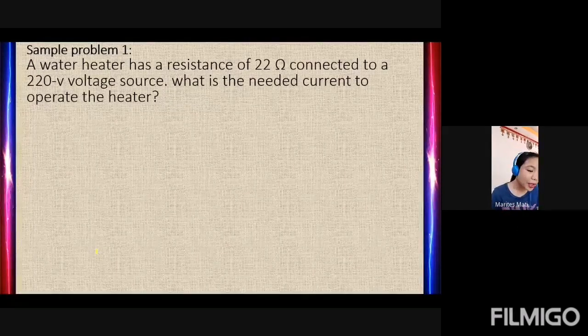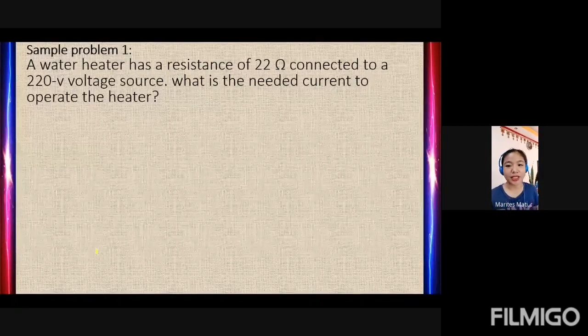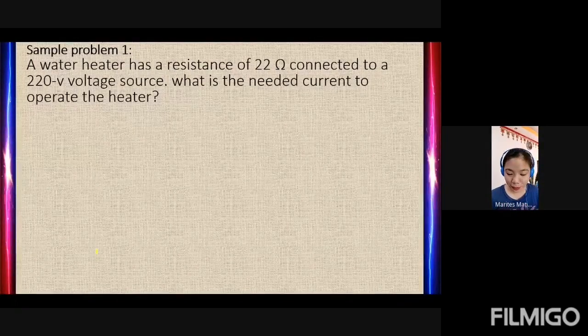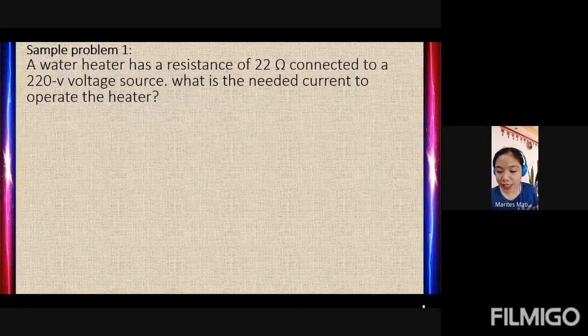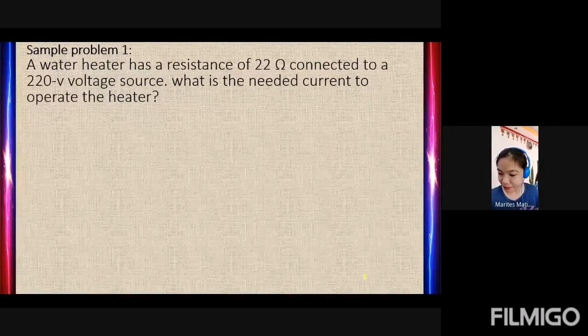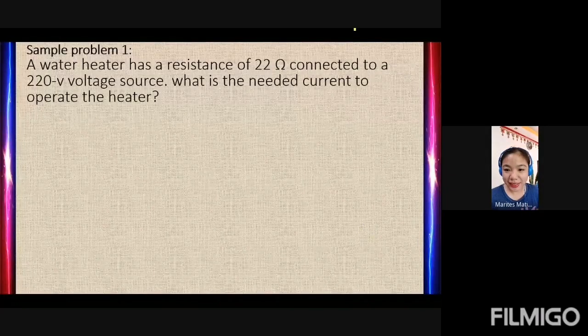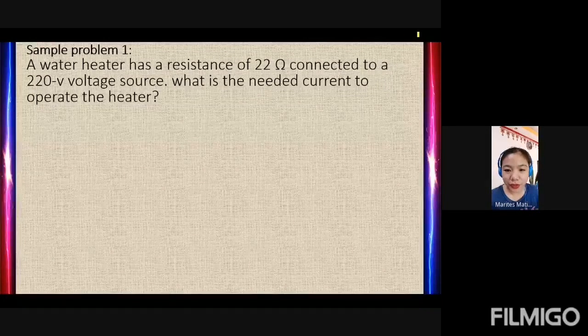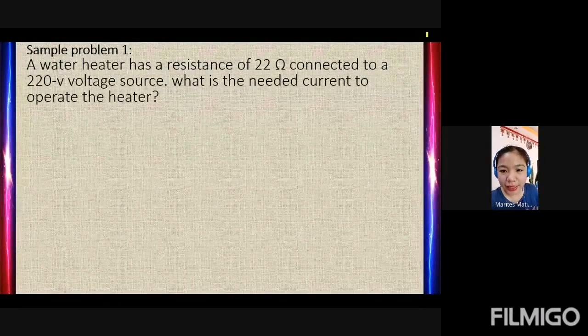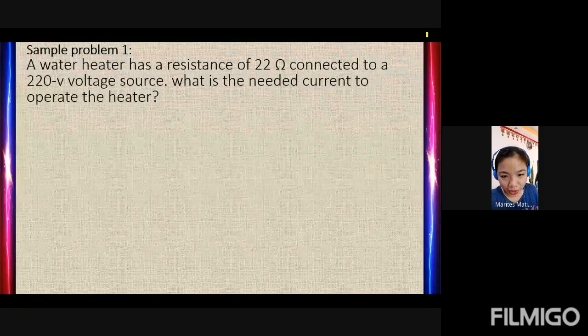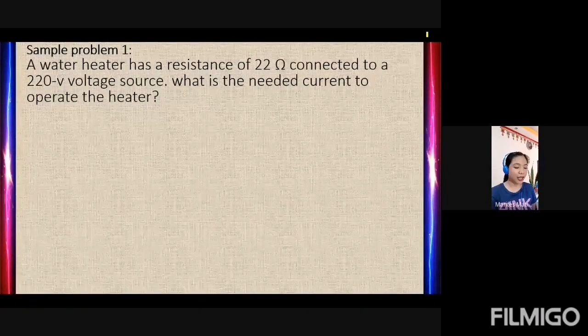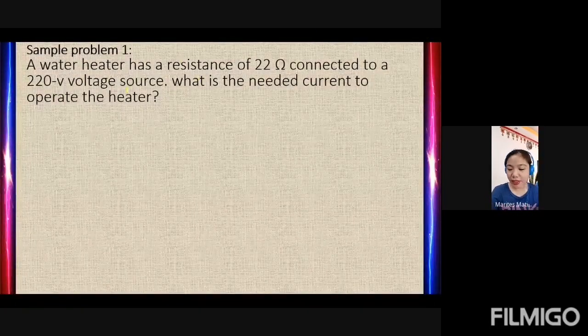Pakibasa mo nga. Sophia, our sample problem number 1. Sophia Samantha. Will you read our problem? Kita ba, anak? Malabo? Okay. Medyo choppy siguro si Sophia. Ayan. Sige, Ira, volunteer. Okay, go, Ira.